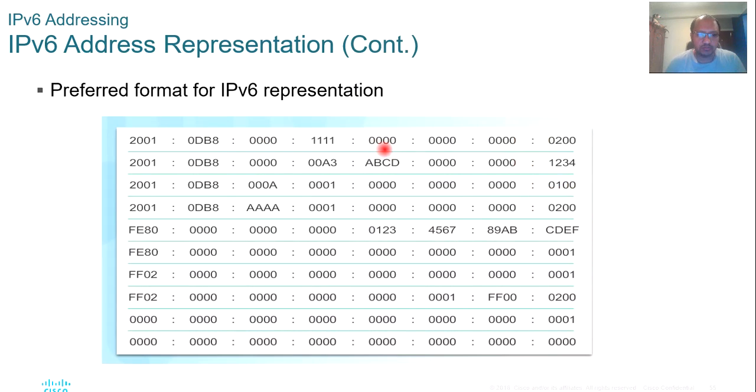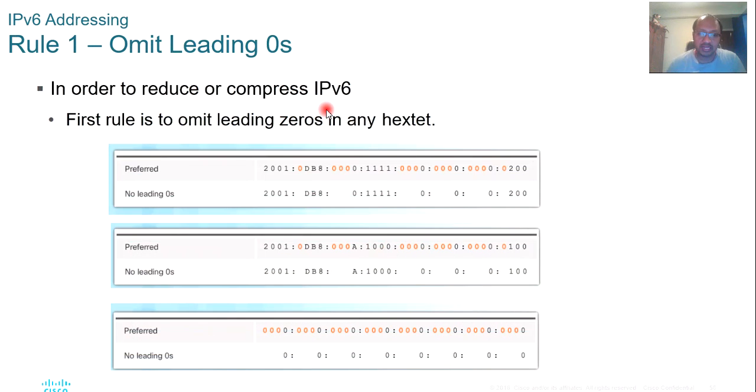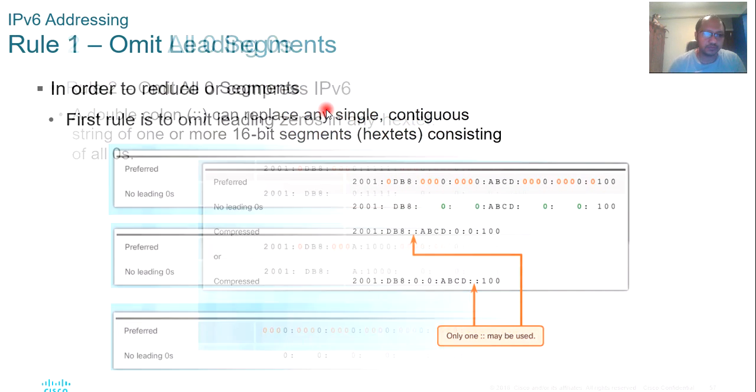Okay, now next, let's see the IP version 6 representation. This is the IP version 6 address, and these are the representations. As you can see, this is very lengthy. How can we compress or squeeze it? Yes, we do have techniques in IP version 6, but for that we have to follow some rules. Okay, let's check those rules.